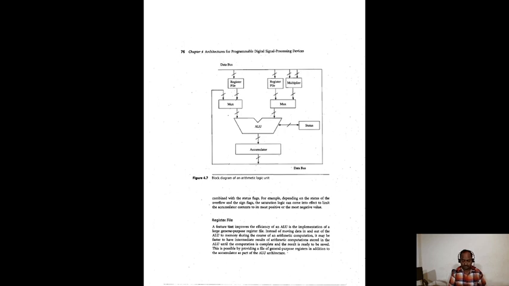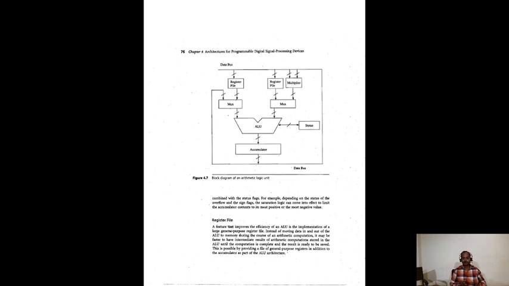The next architectural requirement is the register file. A feature that improves the efficiency of the ALU is the implementation of a large general purpose register file. Register file means, as in conventional microprocessors, a group of general purpose registers. For example, in 8086 there are AX, BX, CX, DX registers along with some segment registers and status registers. A DSP processor also requires a register file. What is the purpose of these general purpose registers? They are used to store results and intermediate results.